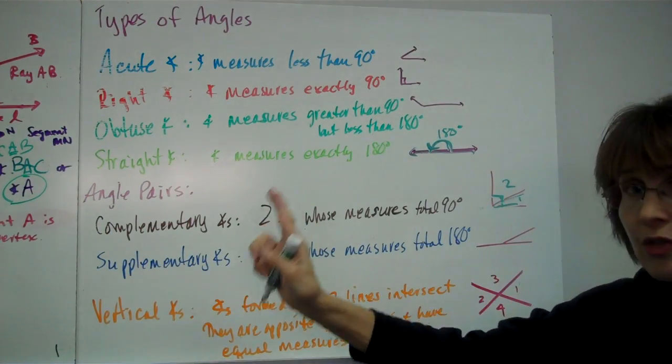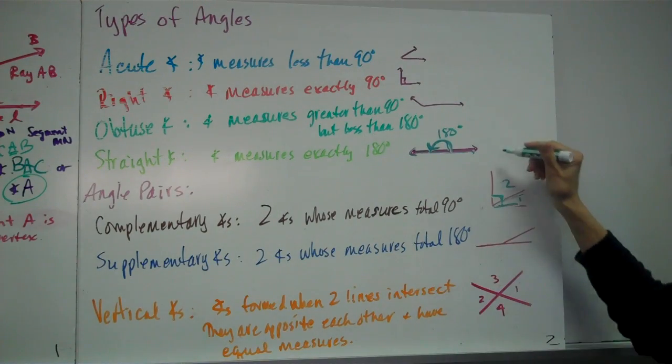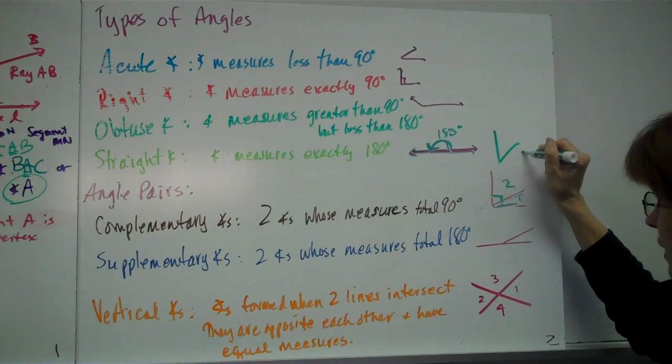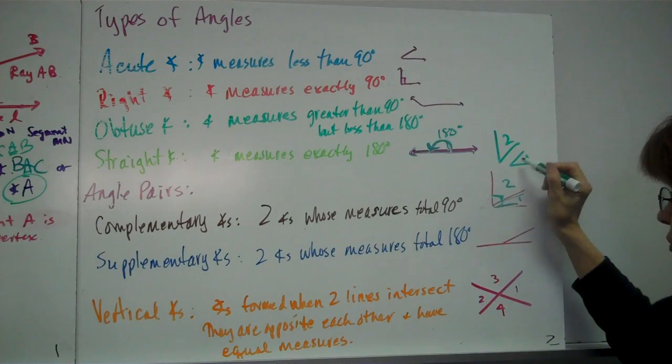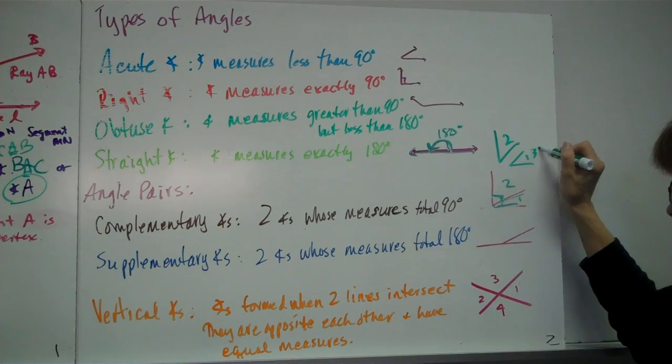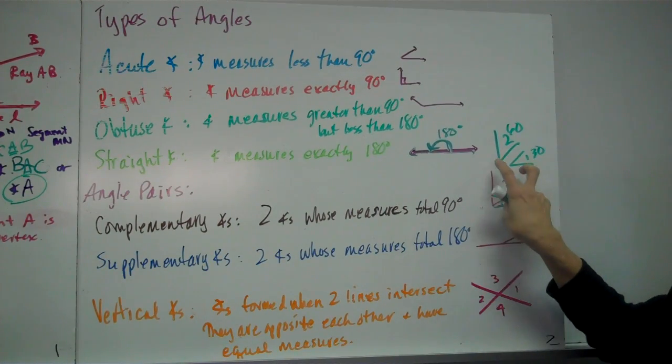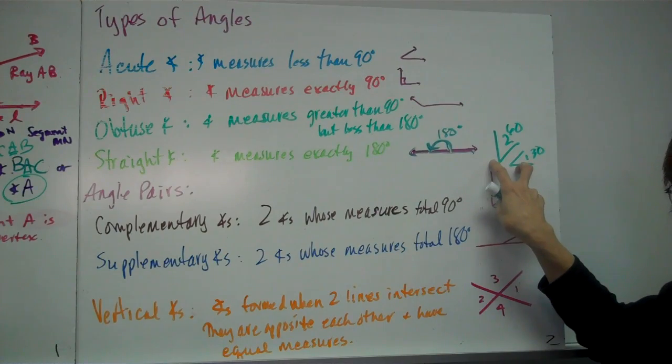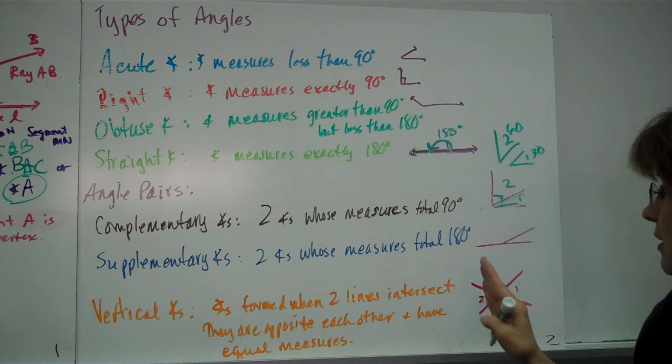Now we're getting into angles that are together and what happens. These don't have to be written together. You could have this and you could have this. That's angle 1, angle 2. And if this is, say, 30 and this is 60, we could still say that they're complementary because they add up to 90 degrees. They don't have to be actually next to each other physically.